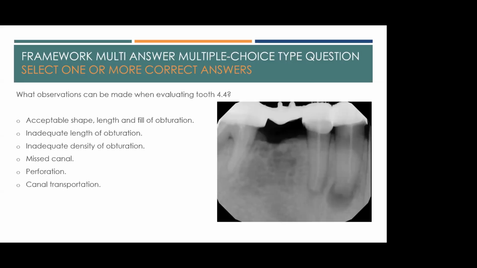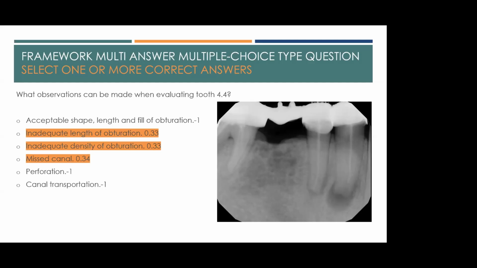Now let's go to a more complex type of question. It's still a case-based multiple choice question, but you have one or more correct answers. So you have one radiograph here, and the question is, what observations can be made when evaluating tooth 4-4? We have 6 answer choices. So when looking at tooth 4-4, you have to determine what could be the correct answers. There could be only one, or there could be multiple.